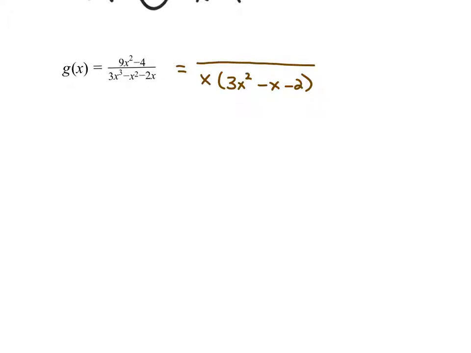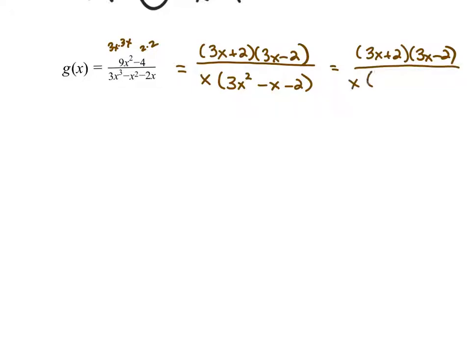Now the top is actually a difference of squares, a little different, because 9x squared is 3x times 3x, and 4 is 2 times 2. So I can write this as 3x plus 2 times 3x minus 2, using that same difference of squares procedure we've used a couple times. So now we just have to factor that trinomial in the bottom, and we will be good to go to start putting in lowest terms and everything.